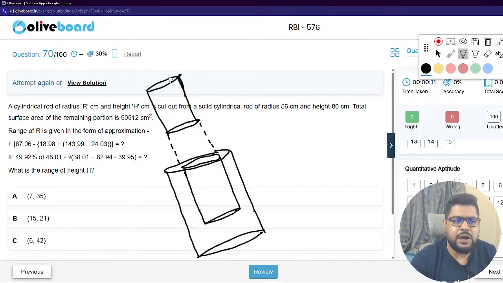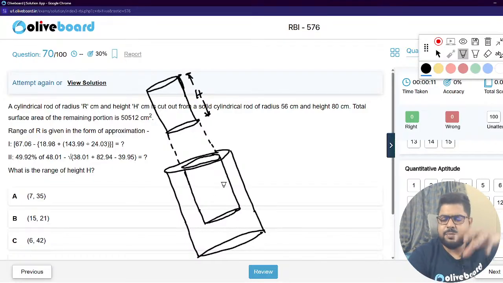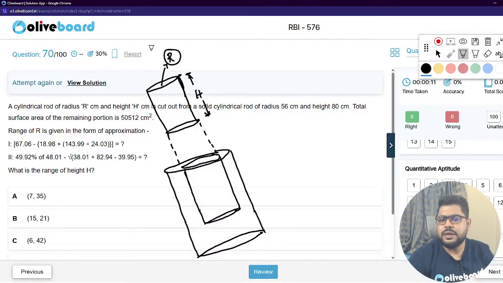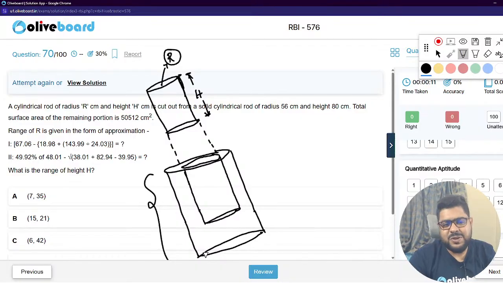Now what they have told us कि this is your H height. ठीक है, this is the part and this is your radius is R. Now they are asking surface area of this remaining portion. So just go surface by surface.